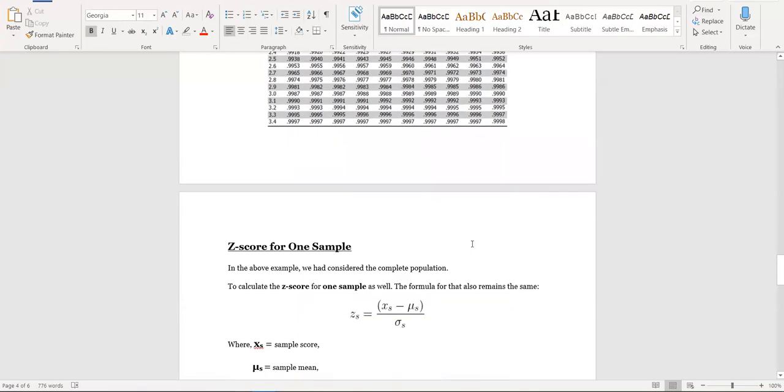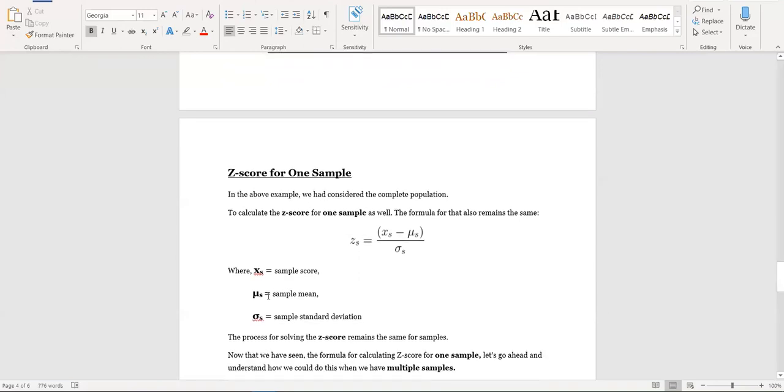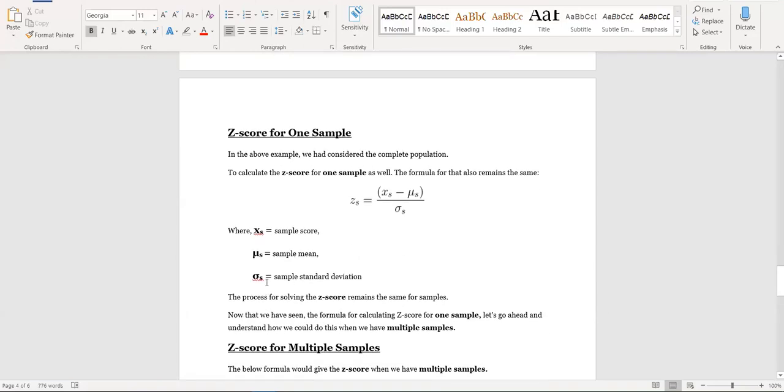And then moving on, we have z-score for one sample. Suppose we want to calculate the z-score for one sample, then we can use this formula. This is also pretty much similar to the z-score formula for a population. The only difference here is that xs is the sample point that we pick from the sample, mu s is the sample mean, and sigma s is the sample standard deviation. So this is the only difference between the population z-score and one sample z-score.